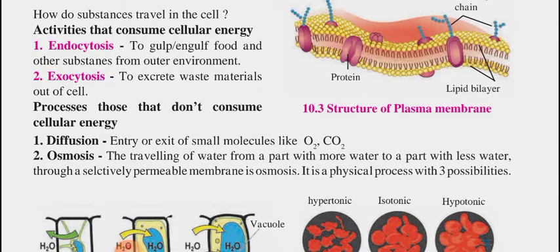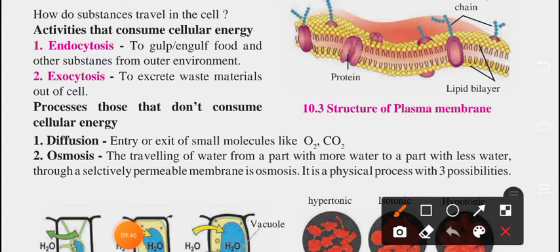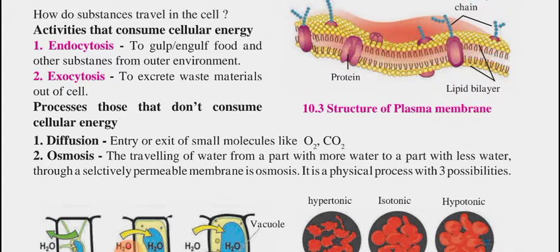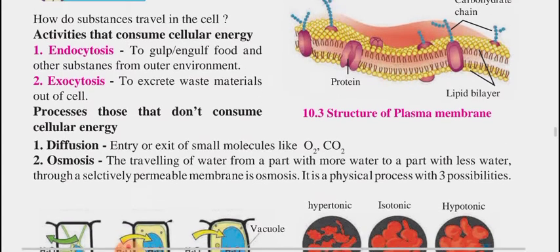Now next is structure of plasma membranes. You can observe here we have seen in the structure of the cell wall the plasma membrane, and now we have to see what things are present inside it. You can observe here protein, lipid bilayer, because there are one and two layers, and few chains are there. You can observe here the chains. So this is the structure of the plasma membrane. You have to draw this diagram also.